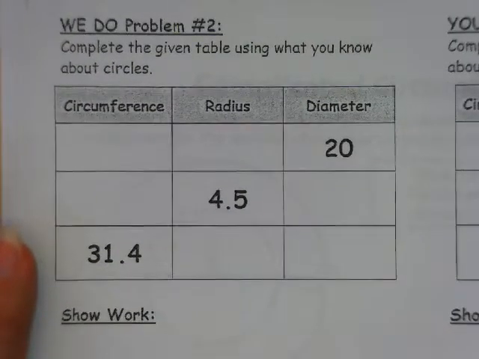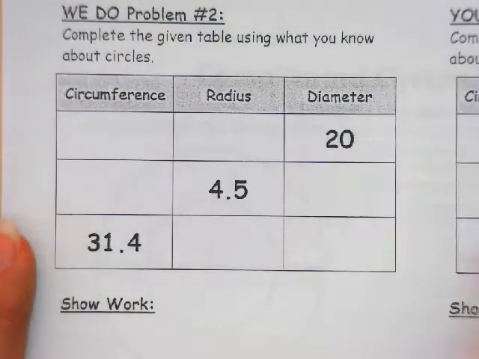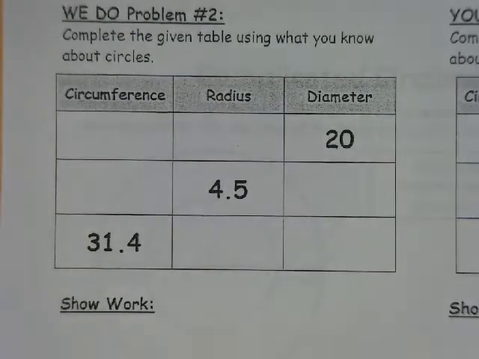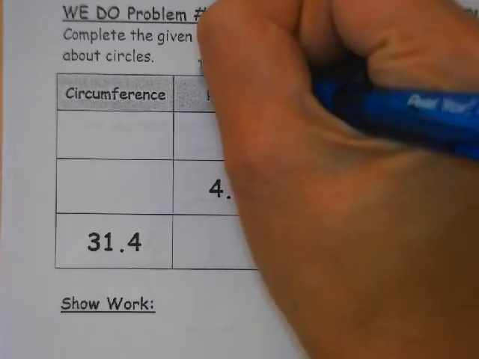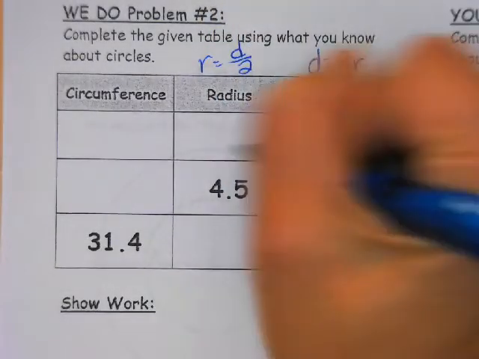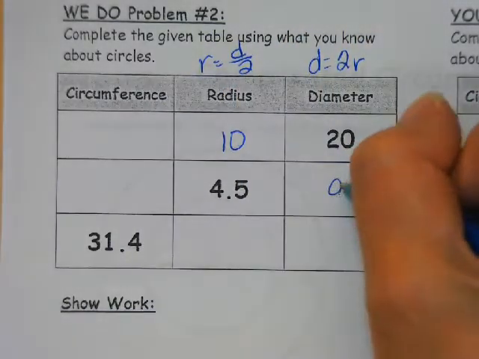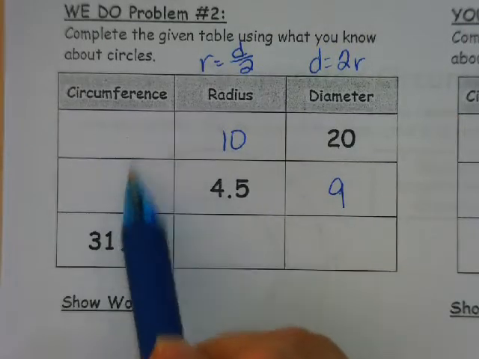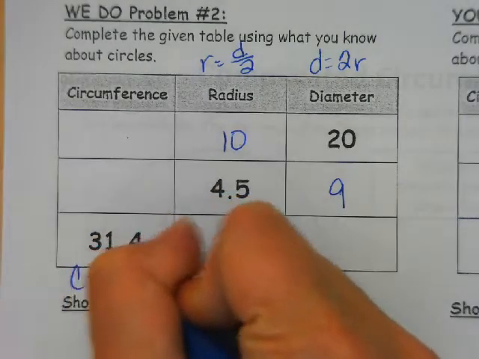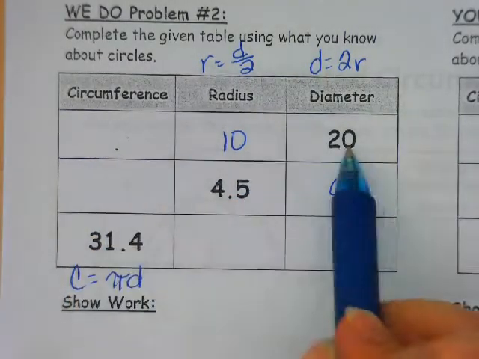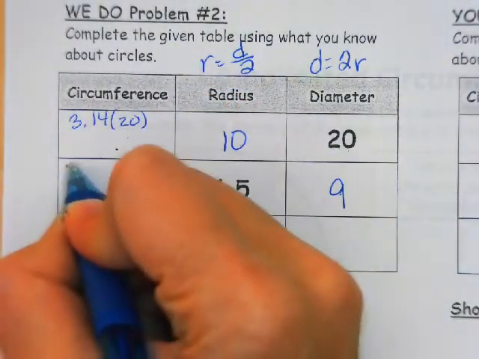Can you fill in this information? Remember, how do we go from diameter to radius? So we can say the diameter is 2 times the radius, and the radius is the diameter divided by 2. So what would be the radius here? 10. What would be the diameter here? Careful. 9. Can we find the circumference? Circumference is what? Pi d, right? So we can say pi, these are not multiples of 7, pi times 20. We can say pi times 9.